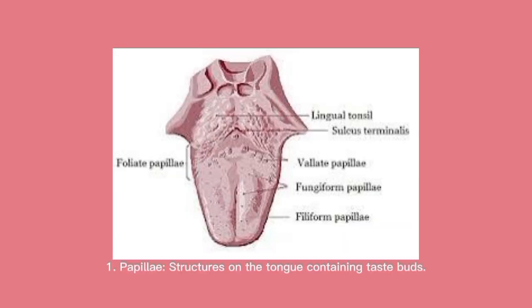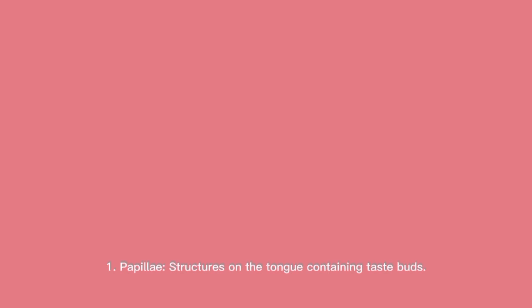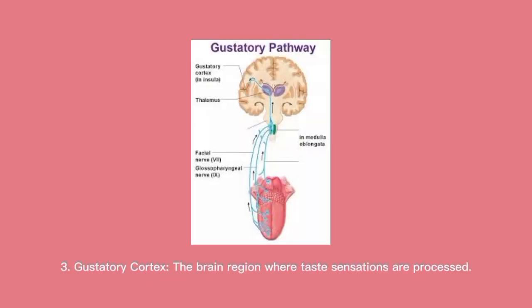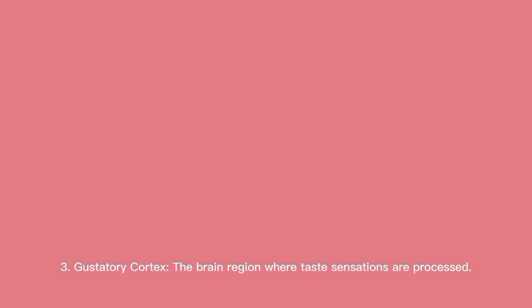Sense of taste. Gustation. 1. Papillae, structures on the tongue containing taste buds. 2. Taste buds contain taste receptor cells that respond to different taste qualities: bitter, sweet, salty, sour, savory. 3. Gustatory cortex, the brain region where taste sensations are processed.